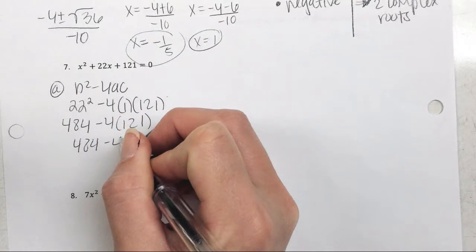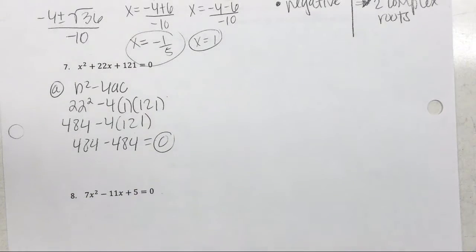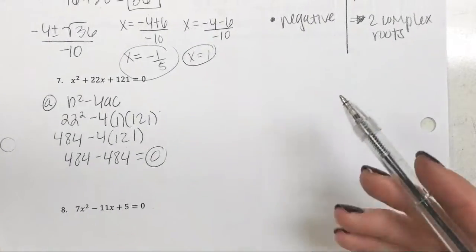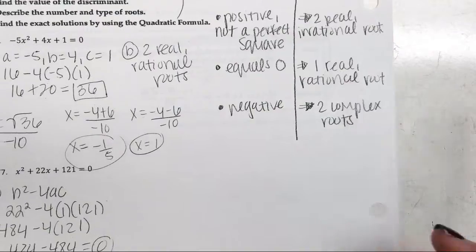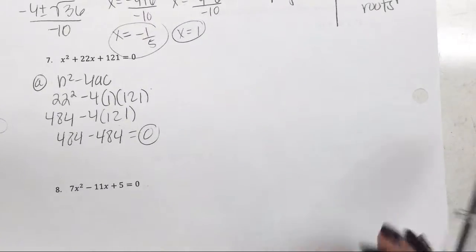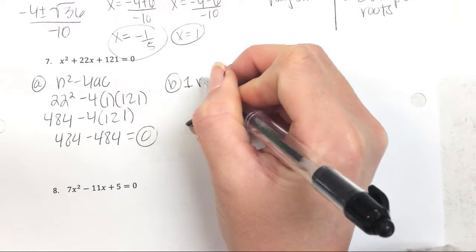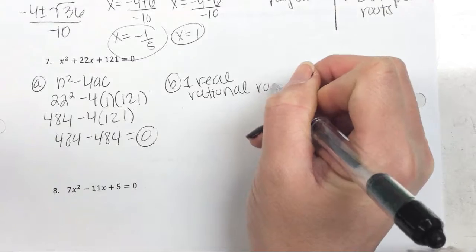So our discriminant is going to be 484 minus 484. We know that's going to give us 0. Alright, so we have a table over here that says if your discriminant equals 0, you'll have one real rational root. So for part B, to describe our number and type of roots, we'll have one real rational root. Now let's find out what that rational root is.